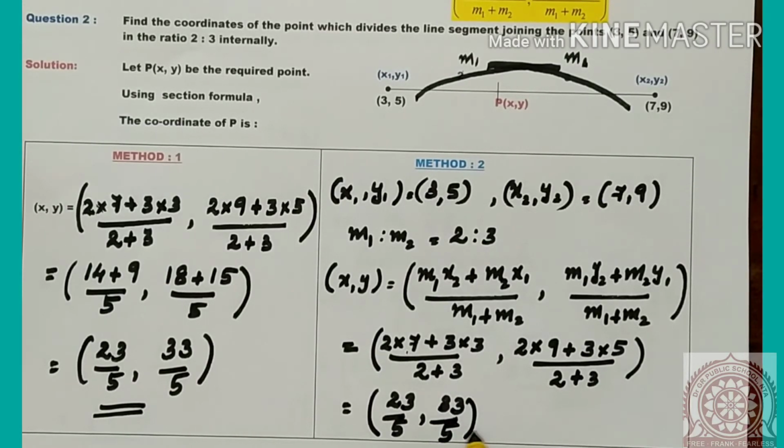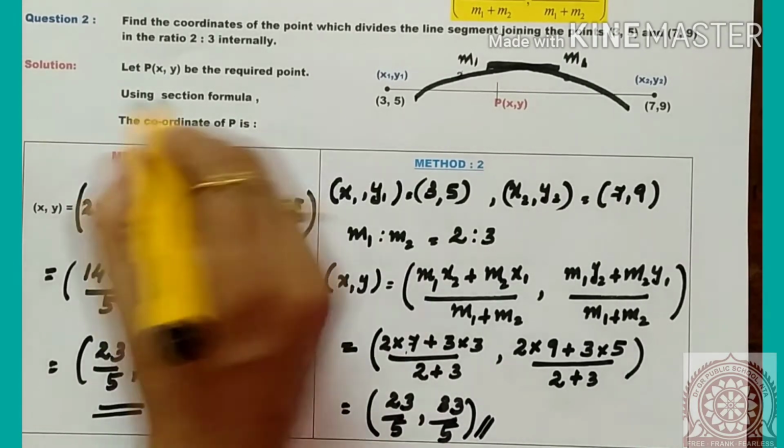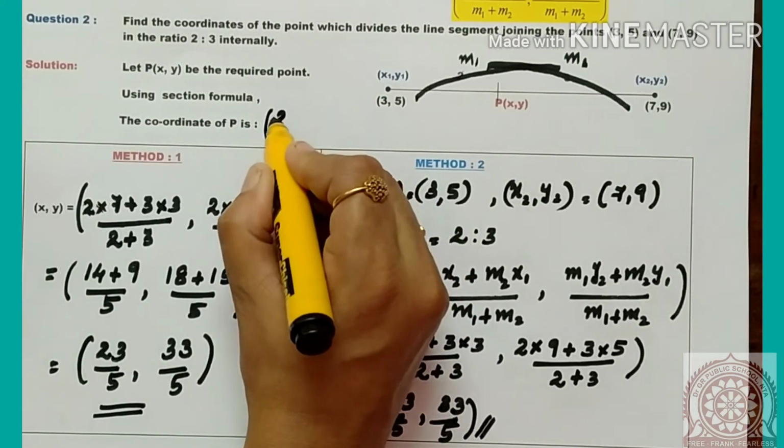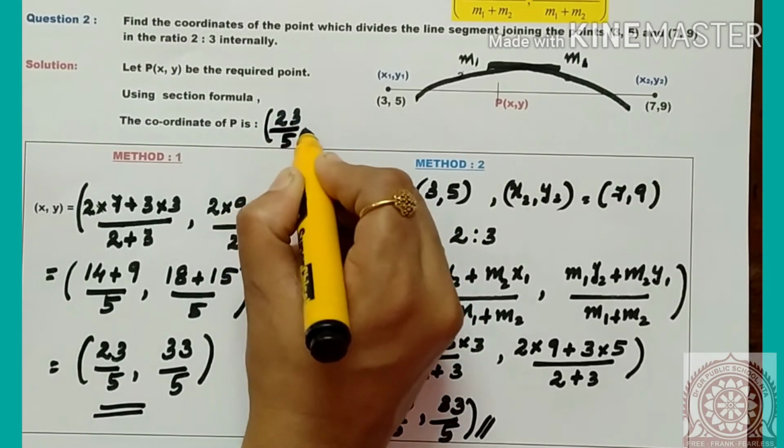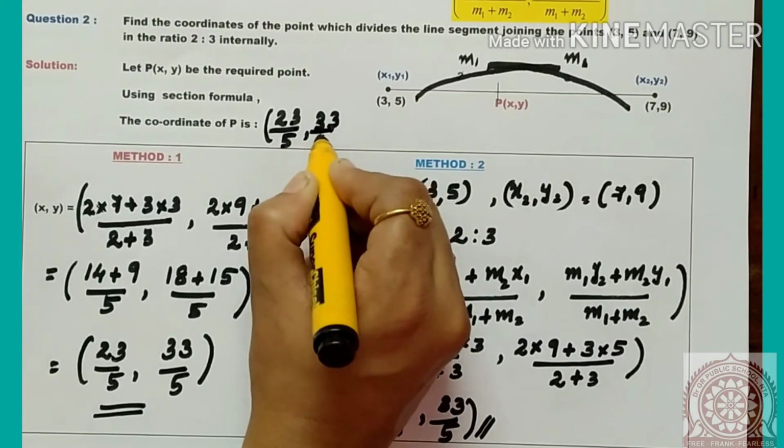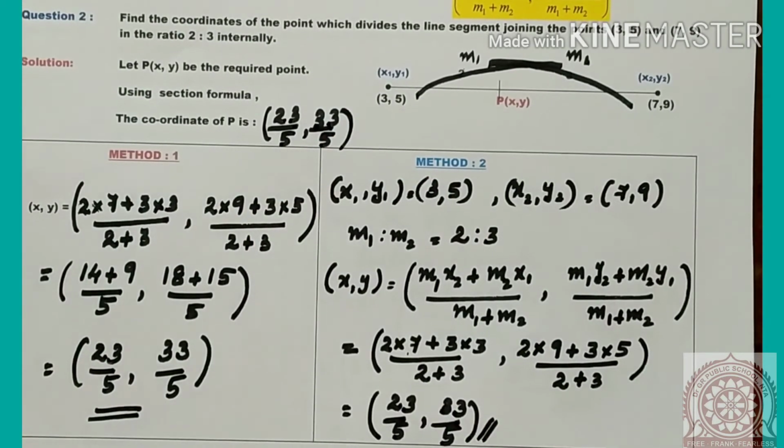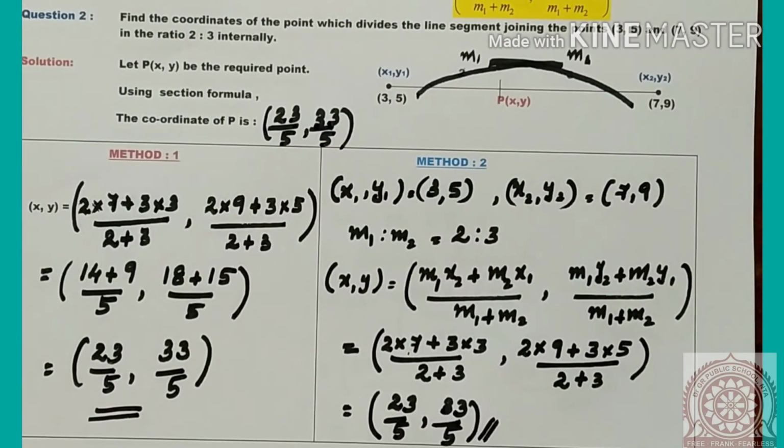Anyway, both the answers are the same in both the cases. So the coordinate of the point P is 23 by 5 and 33 by 5. I hope all of you understand how to do this. Now, we can discuss another question.